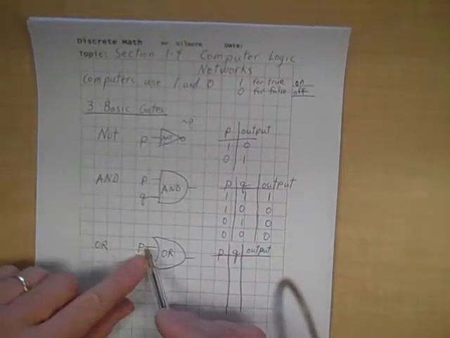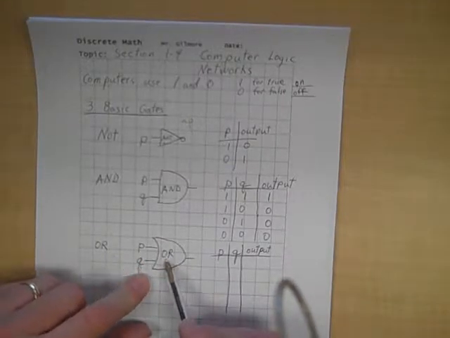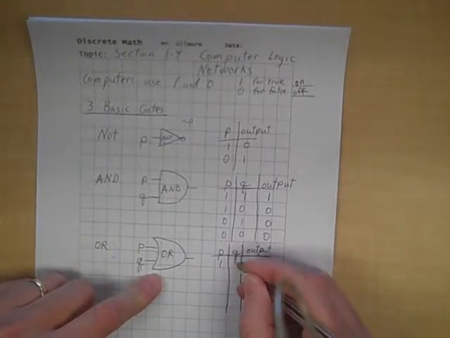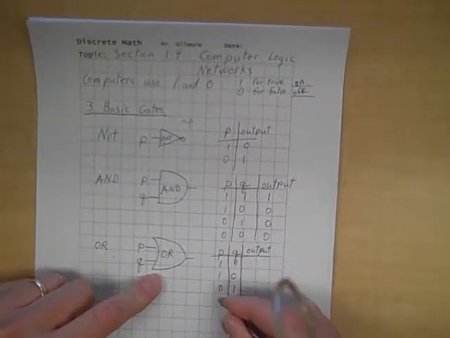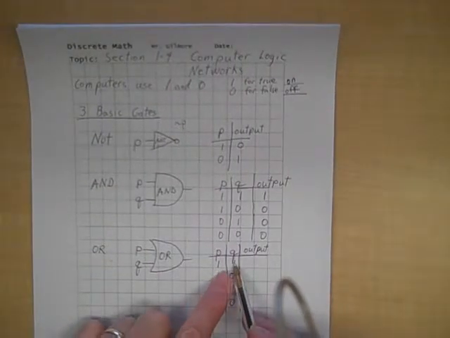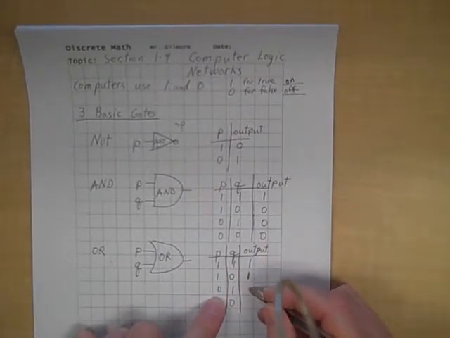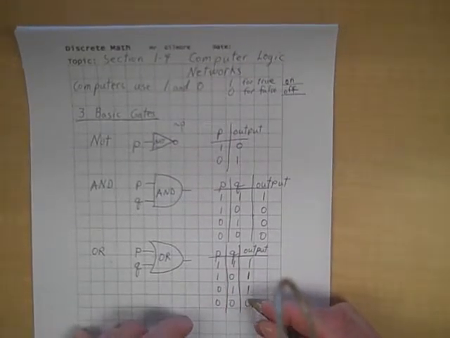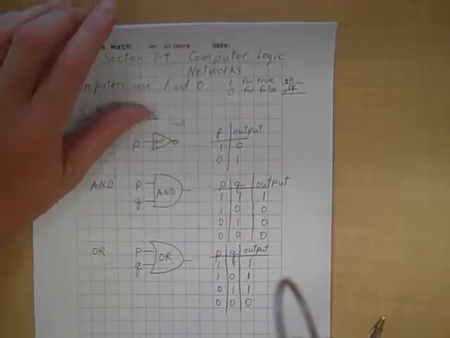Now, the or, notice the symbol here for or. I'll set up with the same inputs here for P and Q. And then the output, P or Q. 1 and 1 make 1, 1 and 0 make 1, 0 and 1 make 1, 0 and 0 make 0. It's just like it was for true and false.